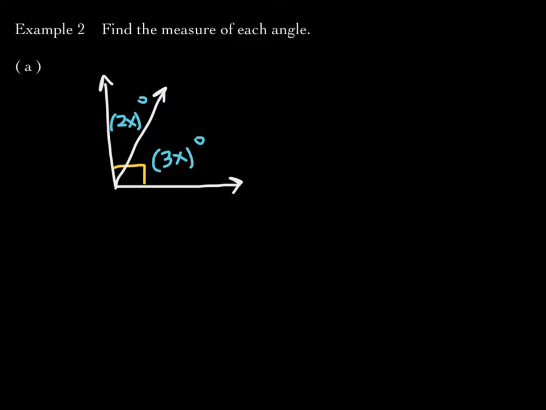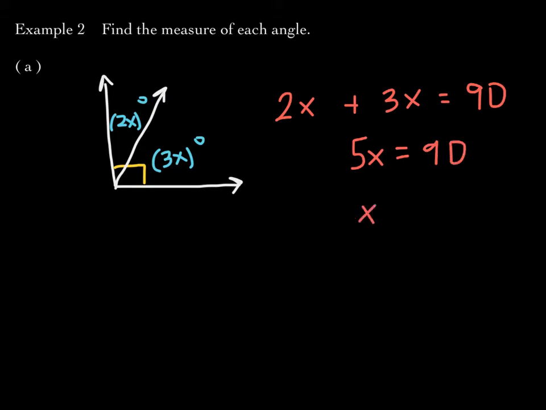That is to say, 3x degrees and 2x degrees must be complements. So if I take 2x and add it to the other one, I should get 90, right? That would give me 5x is equal to 90. And dividing both sides by 5 would give me 18. So x is equal to 18.